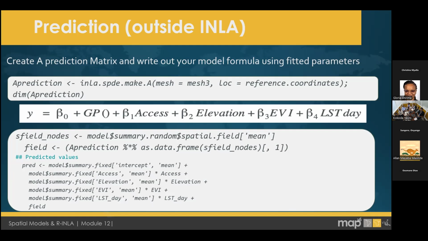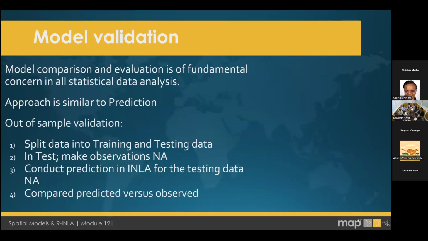Meaning that if you call model$summary.fixed, all the fixed effects are your covariates and the intercept. If you call here intercept, you do the same with the other covariates, and this can give you your predictive values outside the INLA function. Good.